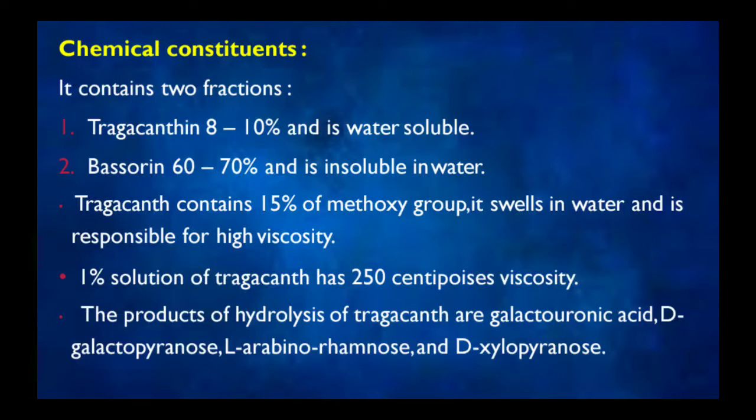It swells in water and is responsible for increasing the viscosity of any vehicle. A 1% solution of tragacanth has around 250 centipoises viscosity. The products of hydrolysis of tragacanth are galacturonic acid, D-galactopyranose, arabinose and D-xylopyranose.